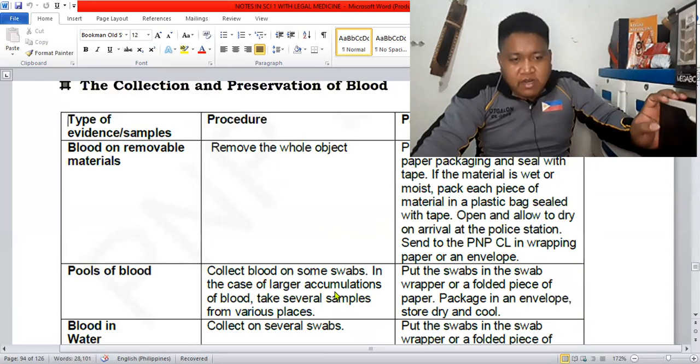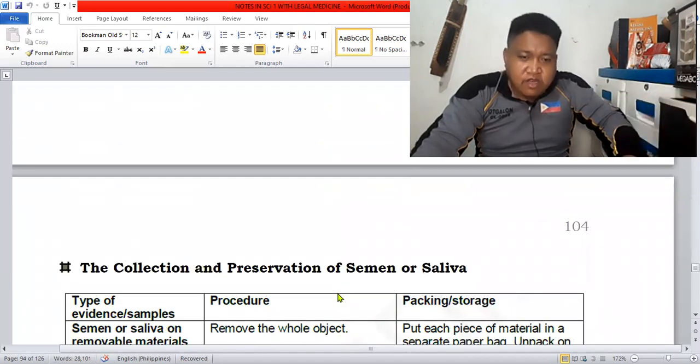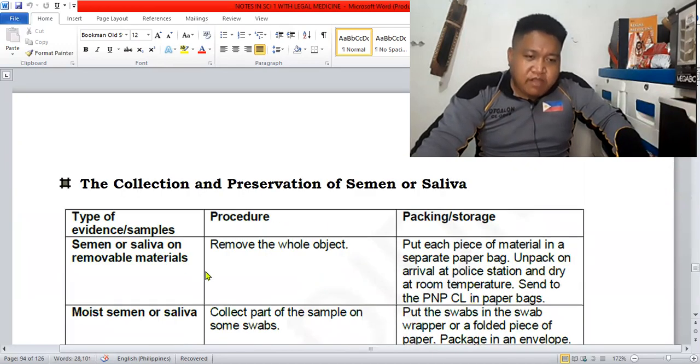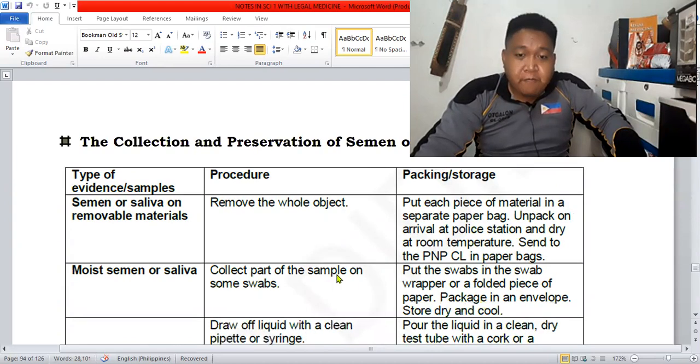That is for blood. Next is the collection and preservation of semen or saliva. So semen or saliva on removable materials, remove the whole object. Packaging, put each piece of material in a separate paper bag, unpacked on the arrival of police station and dry at room temperature, and send it to the PNP crime laboratory in paper bags.